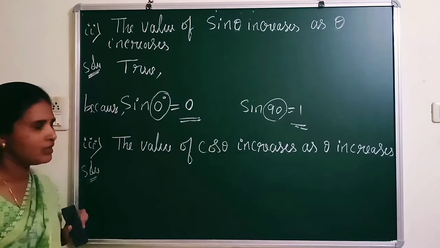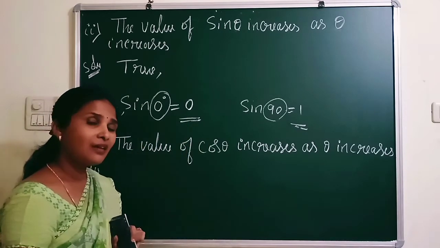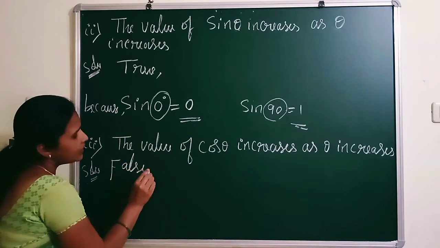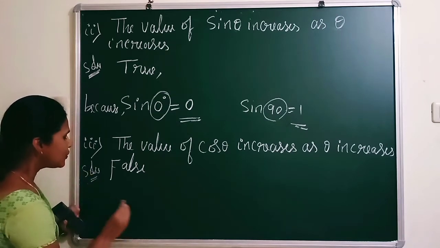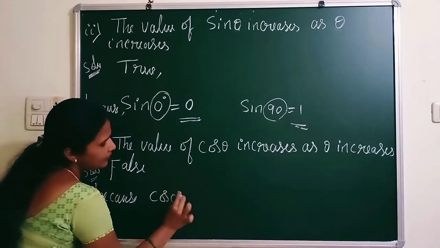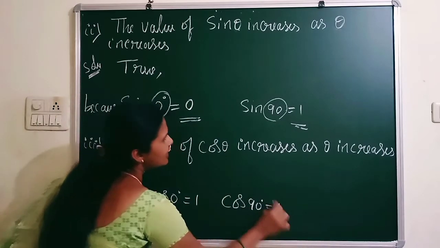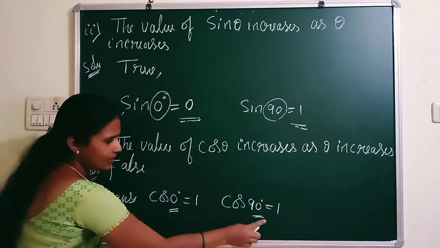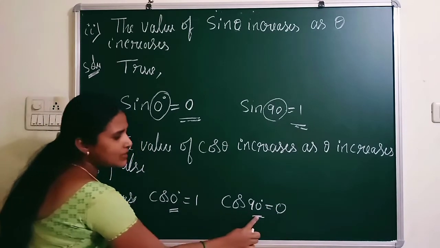Next question, the value of cos theta increases as theta increases. So it will be wrong. Why? Because it is false. Now observe the second line of the trigonometric table. There you can see cos 0 degree is 1 and cos 90 degree is 0. So it is the reverse of this. Here the angle is increasing, that is theta is increasing, but the value is decreasing.